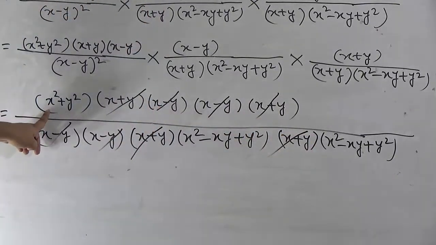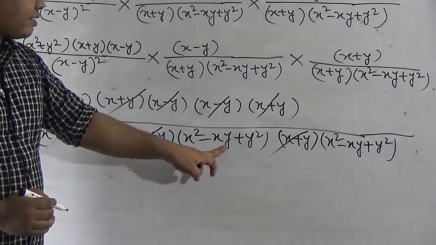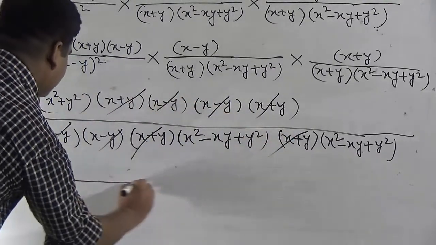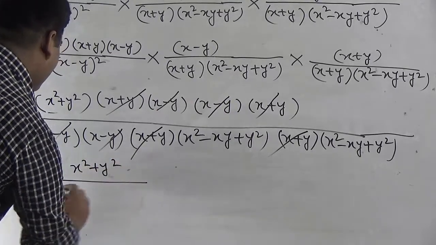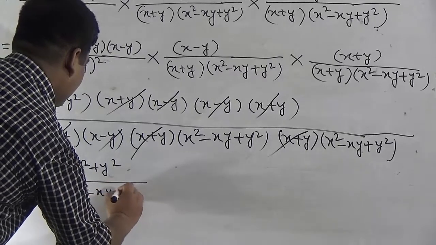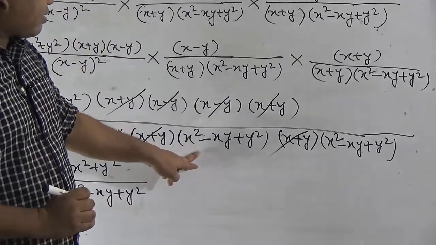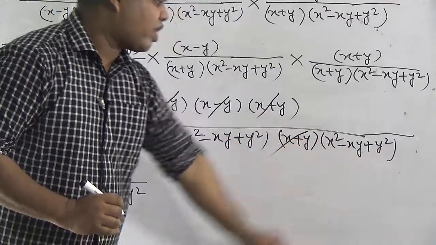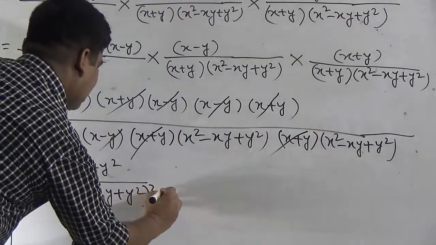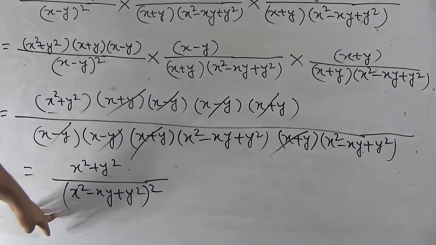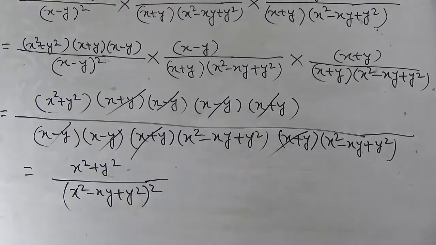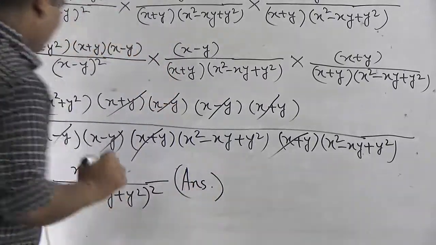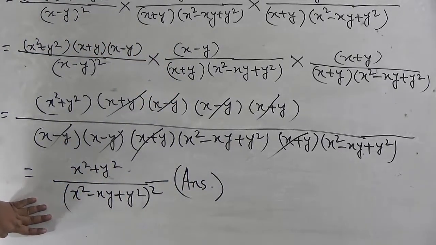And remain x square plus y square and x square minus xy plus y square, x square minus xy plus y square. So we write x square plus y square and x square minus xy plus y square as x square minus xy plus y square into x square minus xy plus y square, that is twice. So we write this as whole square, and this is the answer of the multiplication of three fractions. That means answer. My dear students, you must write answer after solving these problems.